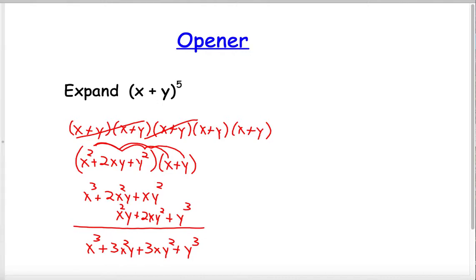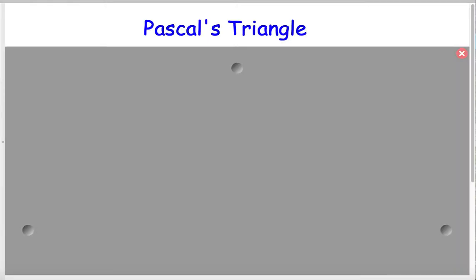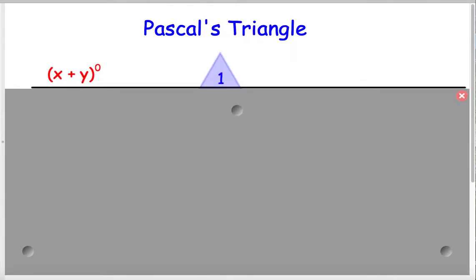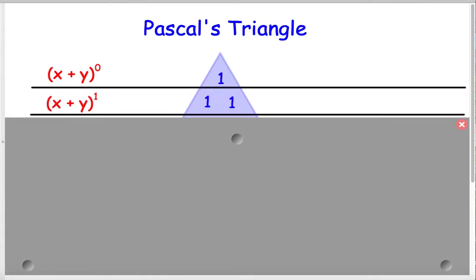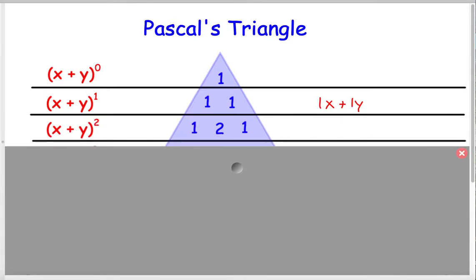Now I still have to multiply some more. This is going to take forever. But fortunately for us, there's a pattern to what's going on here. Pascal's triangle can help us out with this. When I do (x + y) to the 0, that's just equal to 1. When I do (x + y) to the first, I get x plus y, or 1x plus 1y. When I do (x + y) squared, I get 1x squared plus 2xy plus 1y squared.